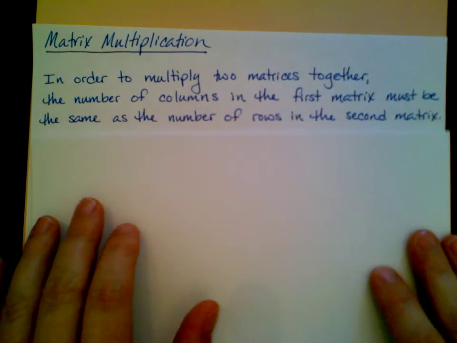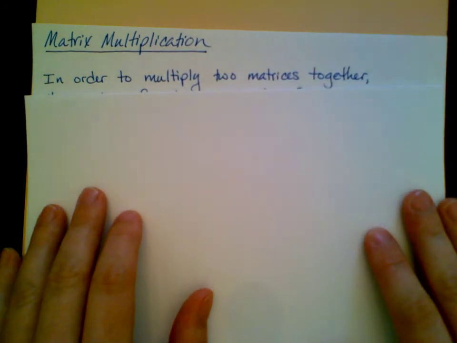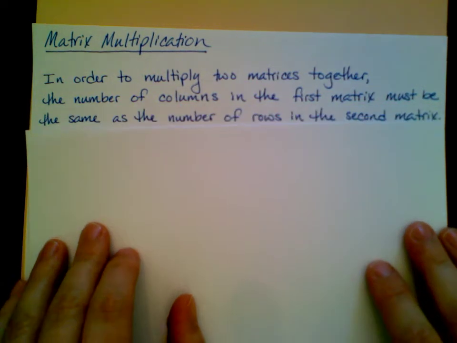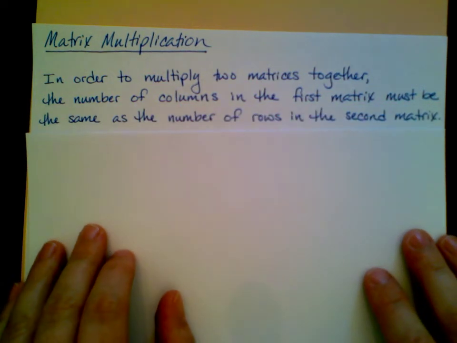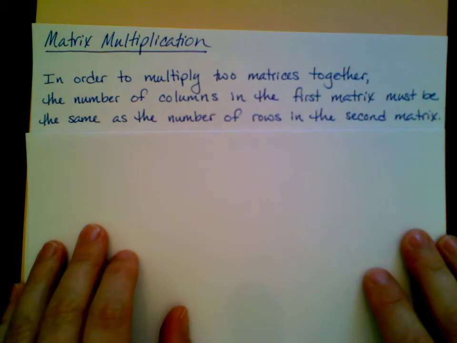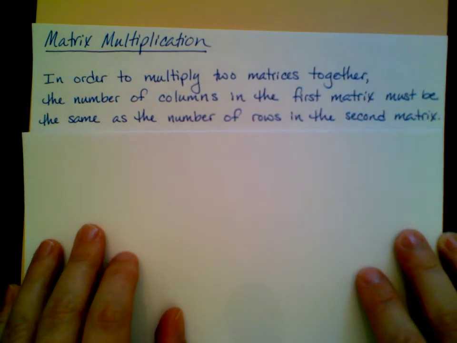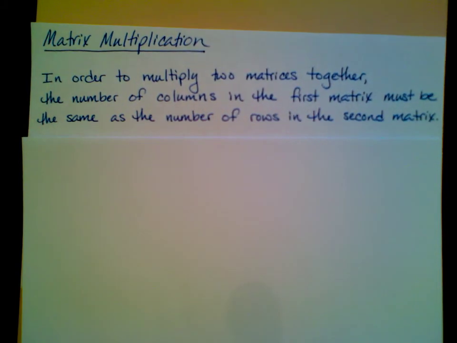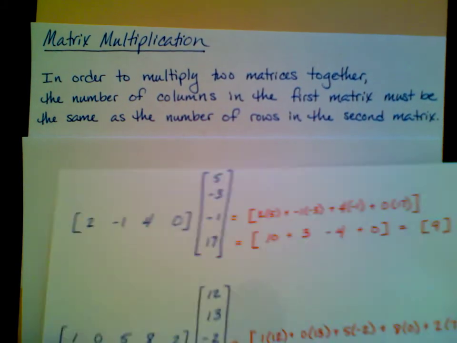So, in order to multiply two matrices together, the number of columns in the first matrix must be the same as the number of rows in the second matrix. It is written there correctly. So now let's look at our examples from the last video.